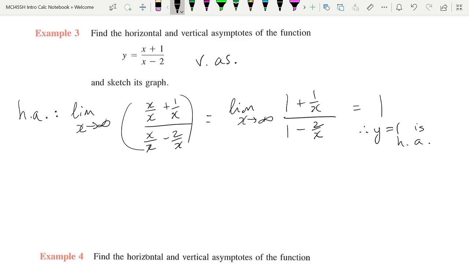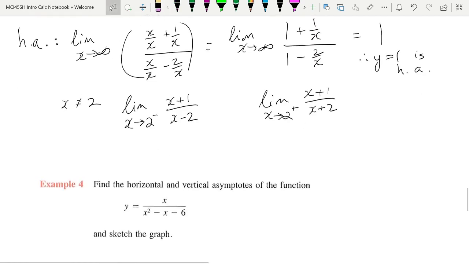And for vertical asymptotes, x can't equal 2. So I want to consider the limit as x approaches 2 from the left, and the limit as x approaches 2 from the right. And what's that going to be? How do I figure that out? Well, there's no way I can fix this so that I don't get 0 on the bottom. But as I approach 2, think about what's happening here. Am I approaching positive or negative infinity?